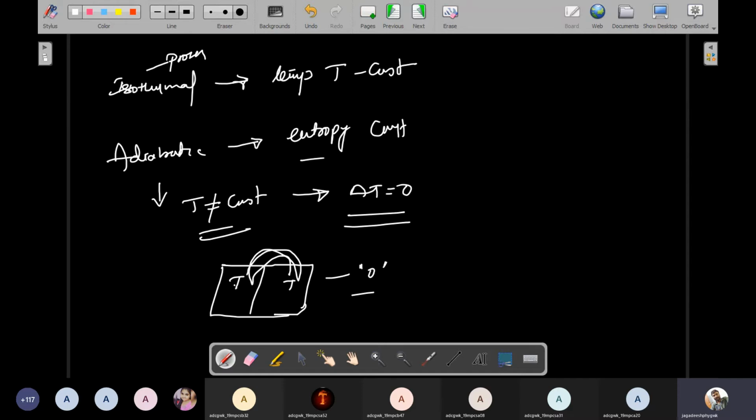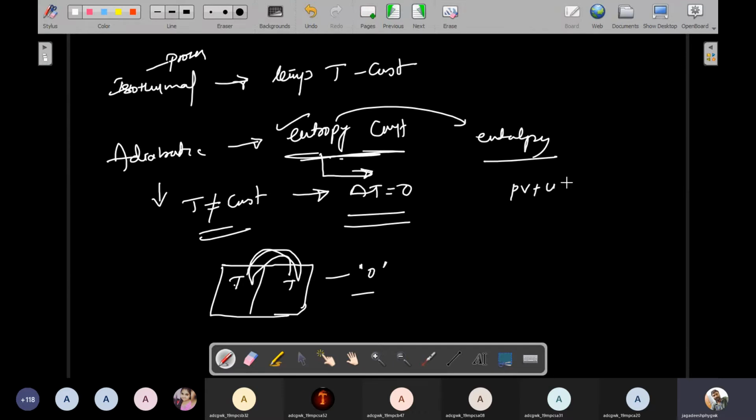So there is a change in temperature, and only then will that change be considered as 0. In an adiabatic process, enthalpy remains constant, otherwise entropy is constant. Entropy is a physical quantity of the system. At the microscopic level we study enthalpy in place of entropy. Enthalpy is a property, and enthalpy is nothing but PV plus U. This is the function of enthalpy, and this enthalpy remains constant.